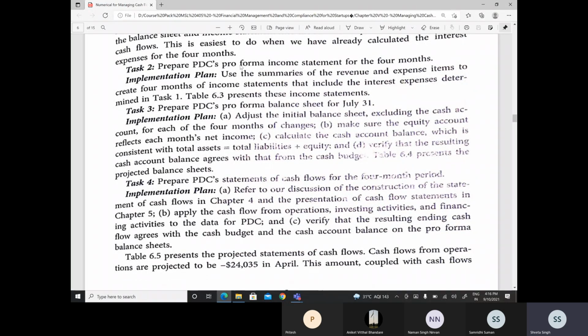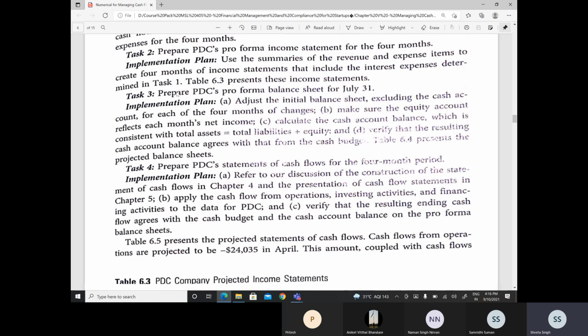First, we prepare PDC's pro forma income statement for the 4 months. So use the summaries of the revenue and expense items to create 4 months of income statements that include the interest expenses determined in task 1. So as you can see, we have to calculate the interest and then create this. So the first method is the most step-by-step method that you can get.